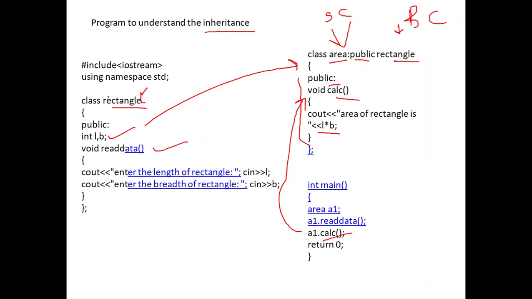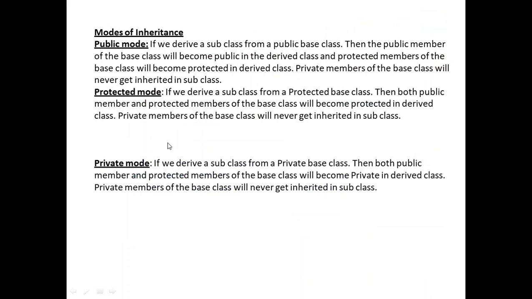But if we write it as private, if L and B are private and we call this, the program will give an error, because the class area could not inherit the private properties of the rectangle, the base class. Okay, so this is a simple program to understand inheritance. And now the next important topic: there are three modes of inheritance: public mode, protected mode, and private mode.